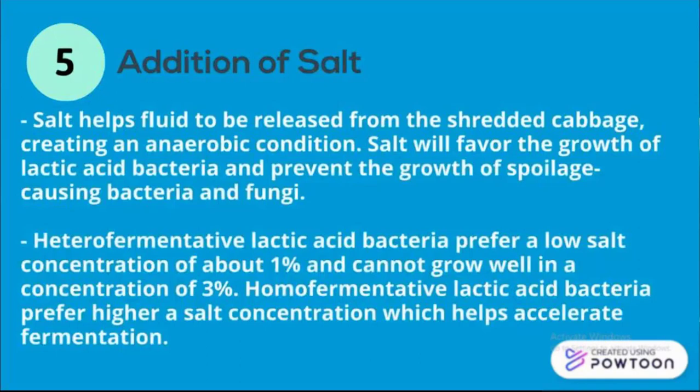Heterofermentative lactic acid bacteria favor a low salt concentration of about 1% and cannot grow well in a concentration of 3%. Homofermentative lactic acid bacteria prefer higher salt concentration, which helps accelerate fermentation. Salt content below 0.8% results in soft sauerkraut, which is the result of undesirable fermentation. Using too little salt not only softens the sauerkraut, but also yields a product lacking in flavor.